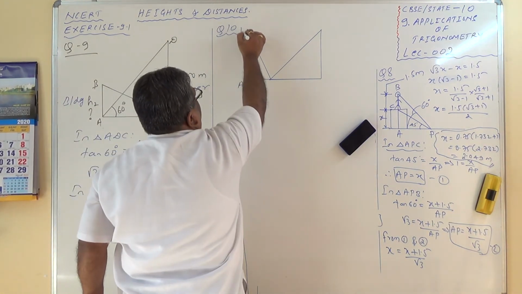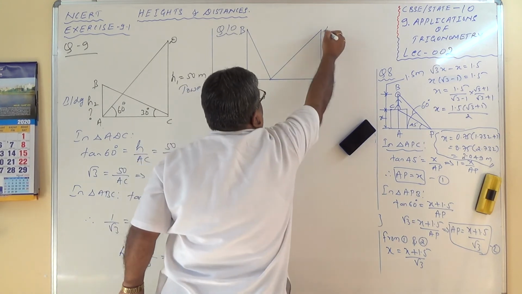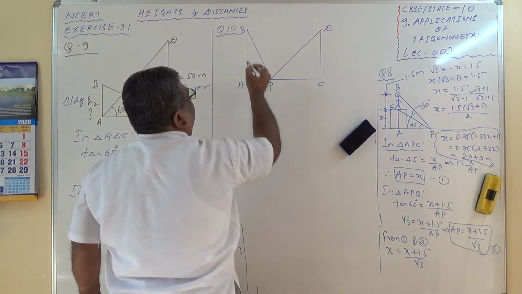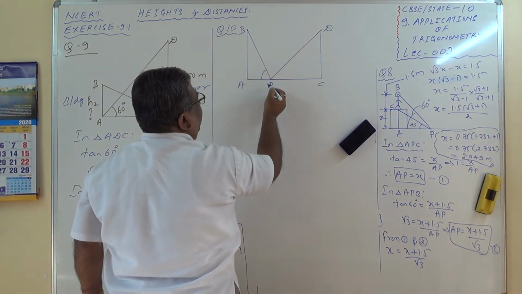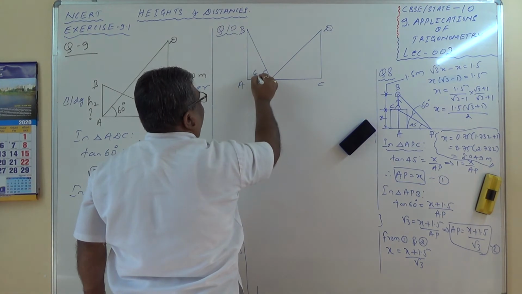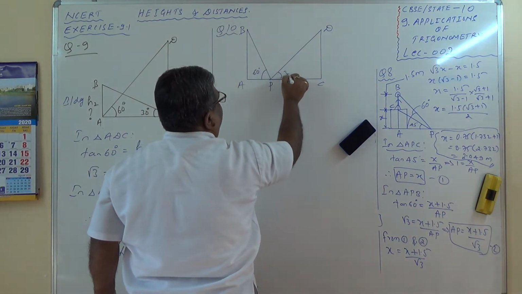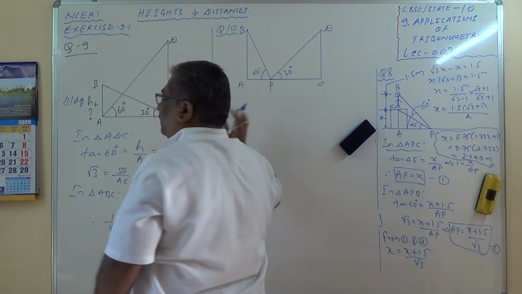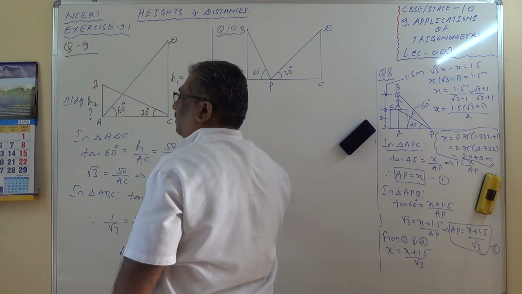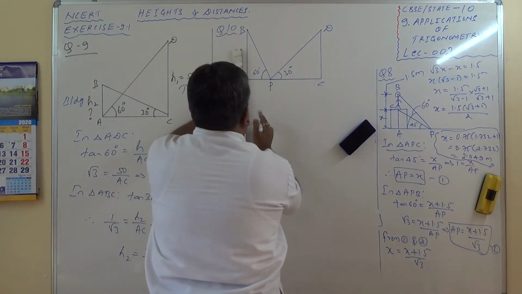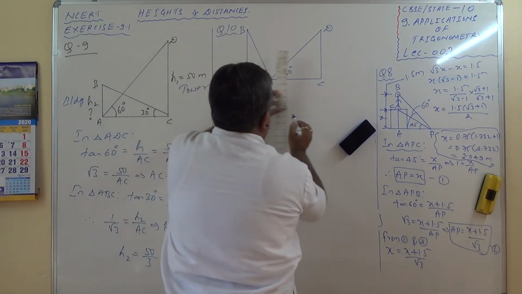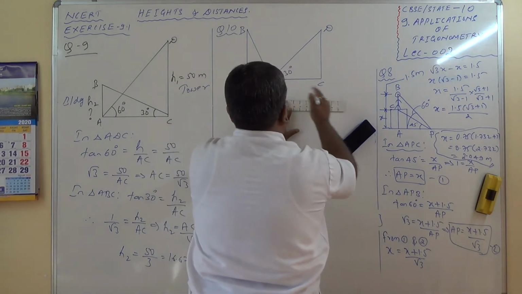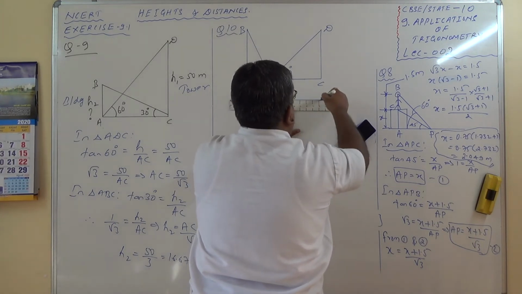So AB is one pole, CD is another pole. The angle of elevation of the top of the pole from point P, because P is in between on the road, is 60 degrees on one side and 30 degrees on the other side. Now the width of the road is given to us: 80 meters. So from here to here, this distance is 80 meters.